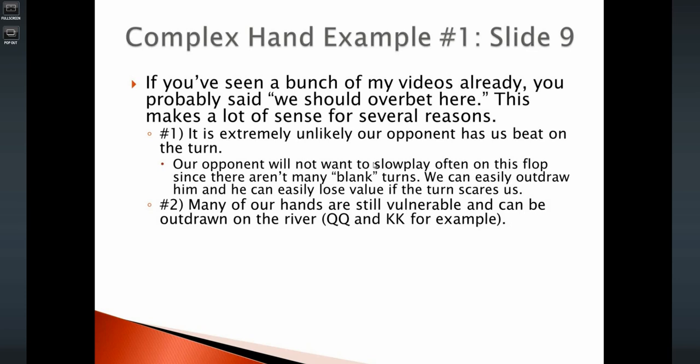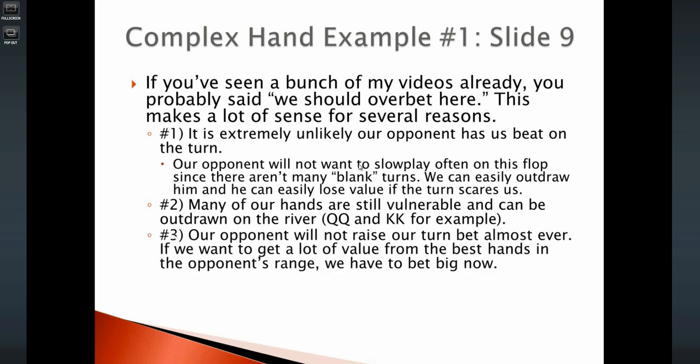Many of our hands are also still vulnerable and can be outdrawn by the river. Queens and kings are a good example of this. There's still a lot of straight draws and flush draws our opponents can have, and as our overpairs get worse, like pocket queens, our opponent's going to have some overcards in addition to the flush draw he has sometimes.